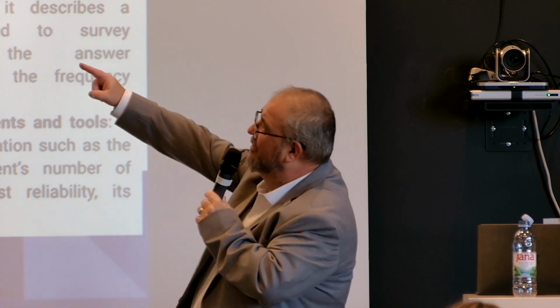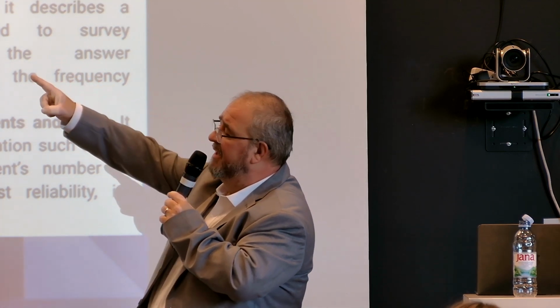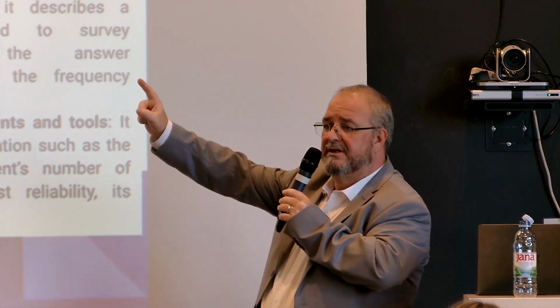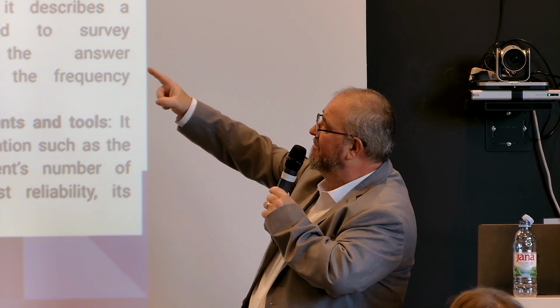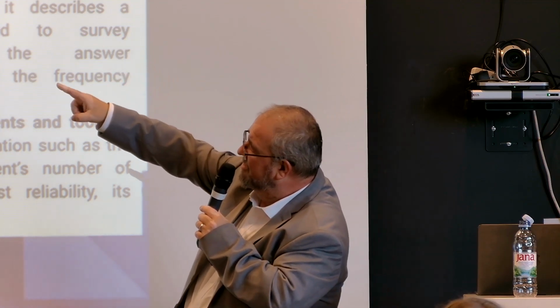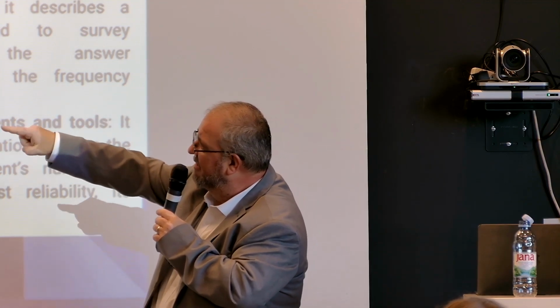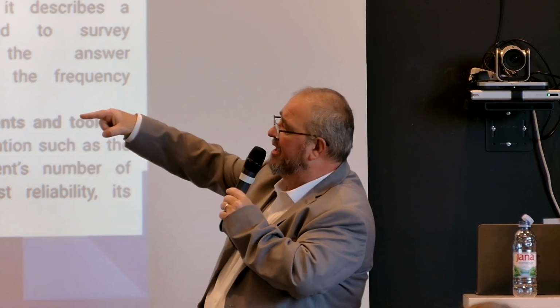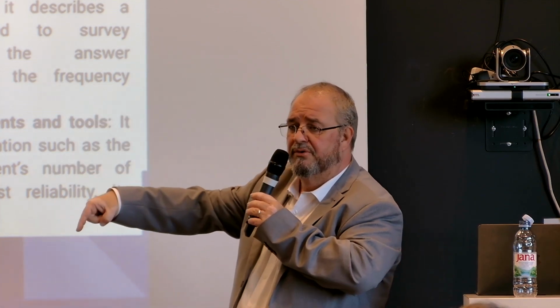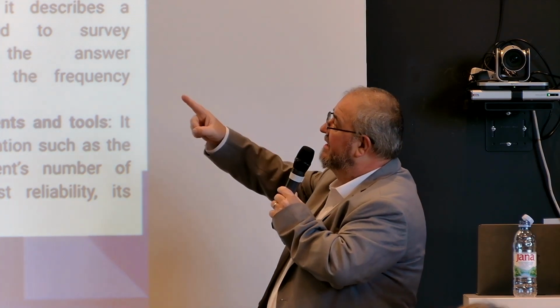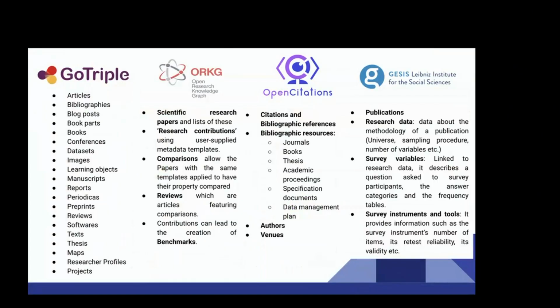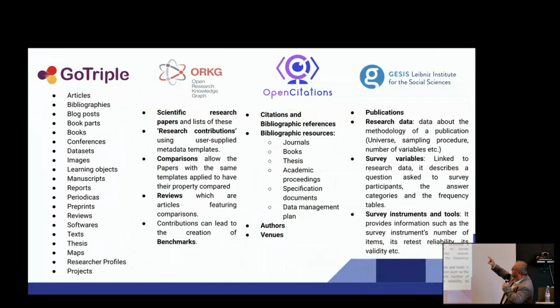And the same goes for OKRG. These are scientific research papers. What kind of papers, right? Is this, again, just articles or more? And so we have bibliographic reference, research contributions, benchmark, reviews, and comparisons. Can we find an equivalent in the GoTRIPLE ontology and the others? OpenCitation is citation, so we saw that there are citations. Where do we have citations? I think it's GoTRIPLE. So we need to look into this to start building these bridges.